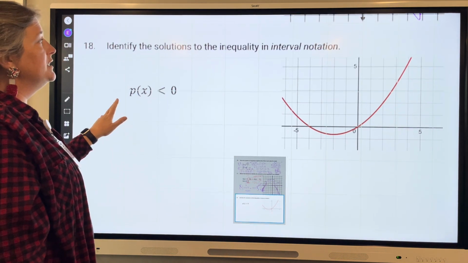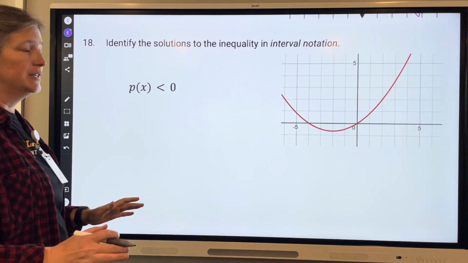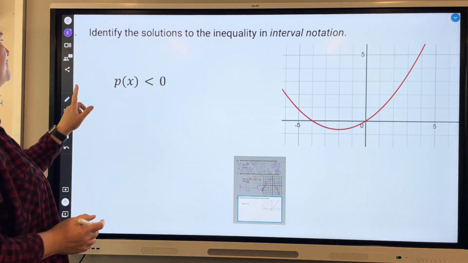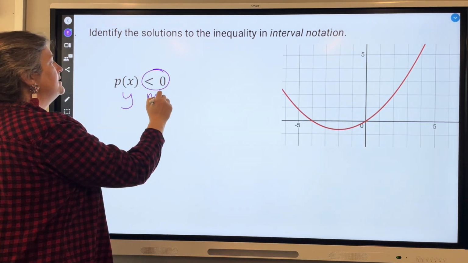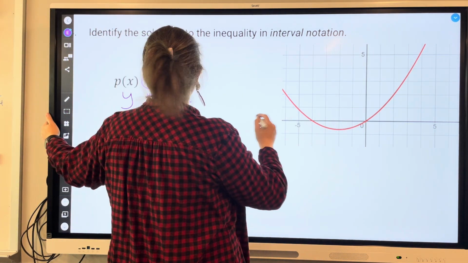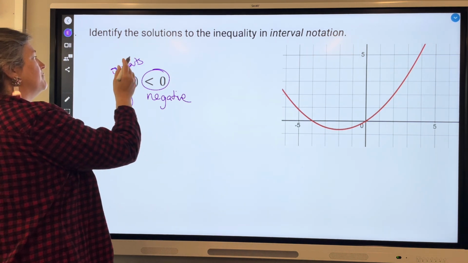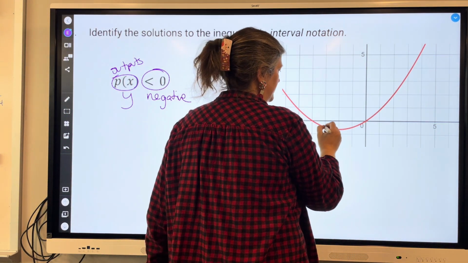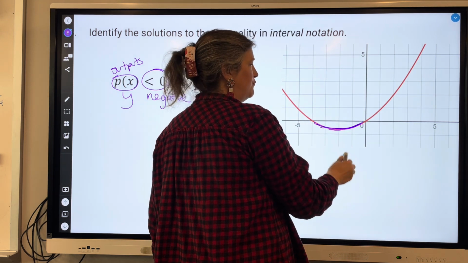Identify the locations of the solutions to the inequality. All right, so this time I don't have a function. I can't do the math, but I have the graph, so ultimately it's faster. I want my y's to be negative, less than 0. Negative. So where are my y values, the outputs of my p function, that will be less than 0? Here, here. All of this. This part of the function has negative y values.